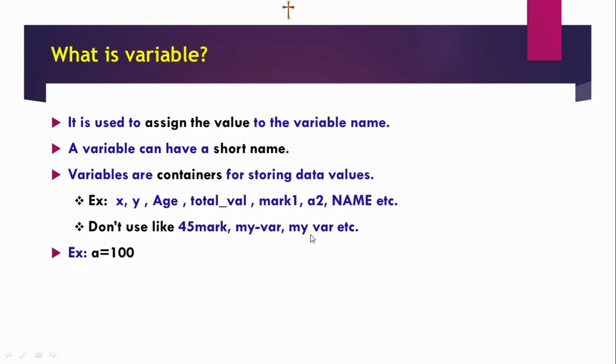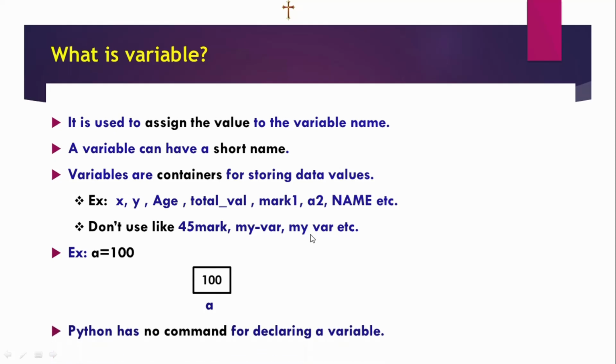Example, a is equal to 100. How is it stored in the memory? First, it stores the variable a, then it creates a container, and after that the value is stored. Python has no command for declaring a variable.